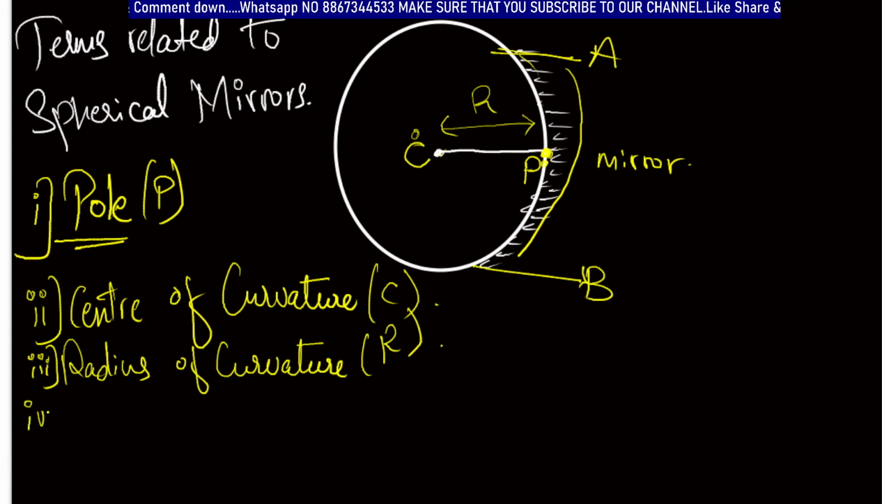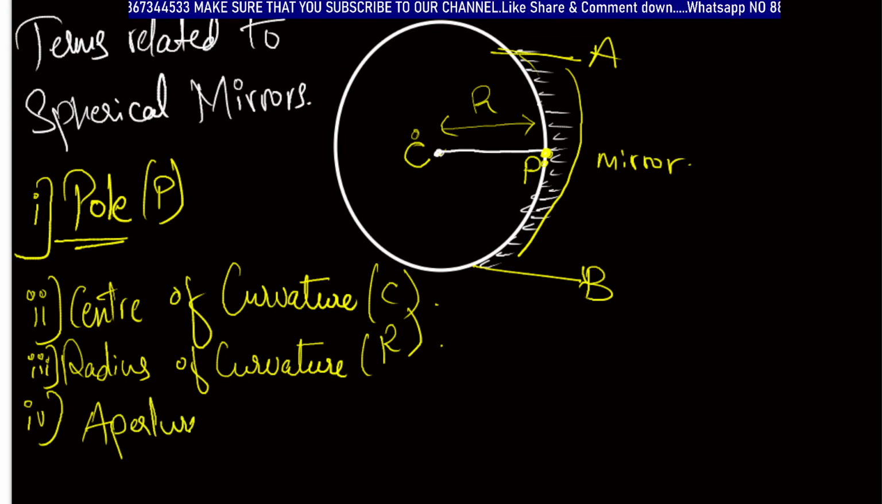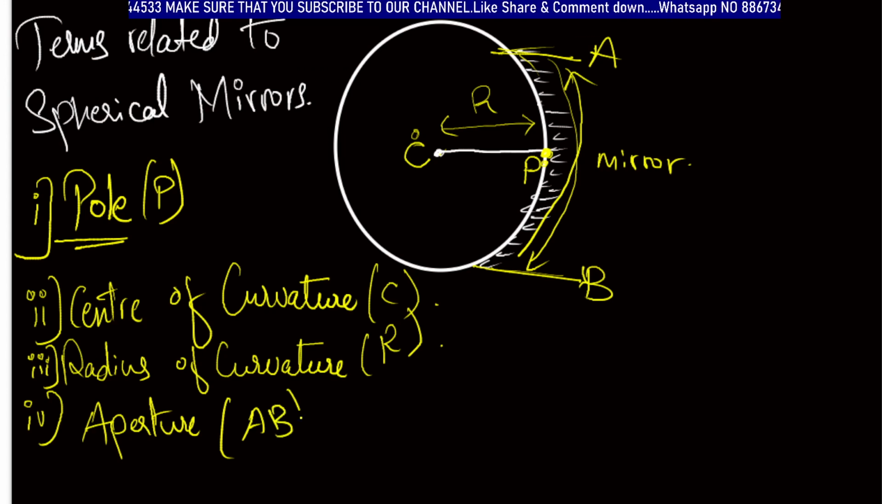The fourth term is aperture. Now what does aperture mean? Aperture is the total diameter of the mirror. This part A, B, the total diameter of this reflecting surface, is called the aperture. The length, the diameter of AB. So this is called the aperture.